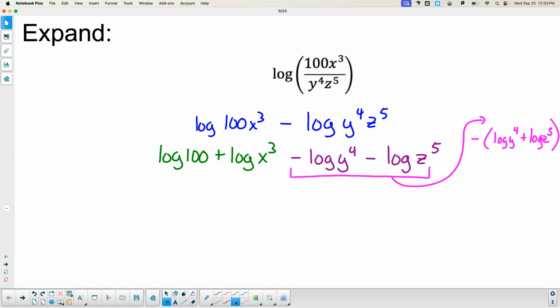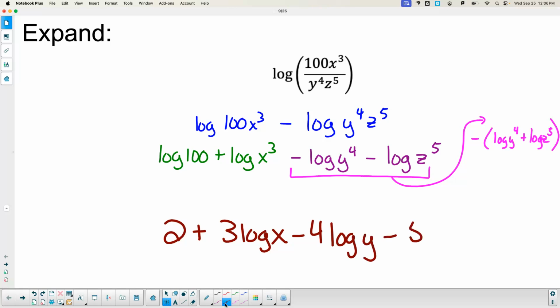With me on that, okay? Because y and z are both downstairs, they both have to be subtracted. Okay? This blue right here, this half blue, splits up into what's in here. But I've still got to subtract that. Okay? So I've got to put parentheses around that. In the end, what we would want to see here is 2 plus 3 log of x minus 4 log of y minus 5 log of z.